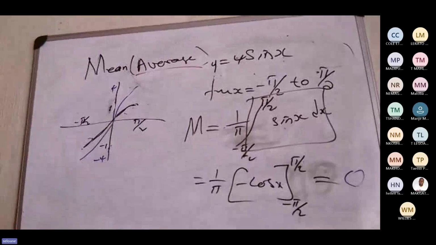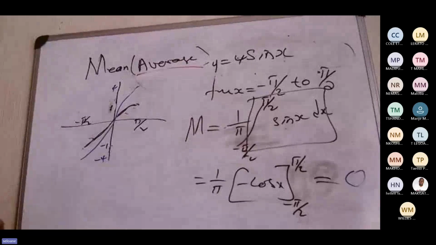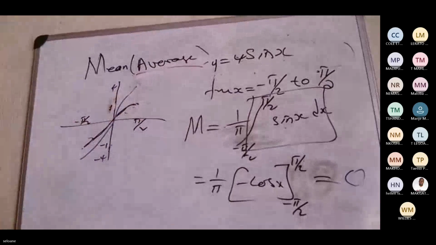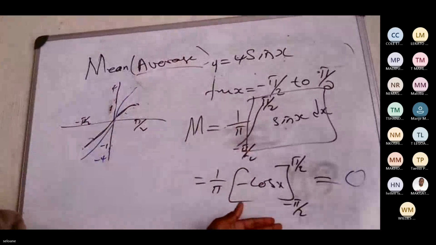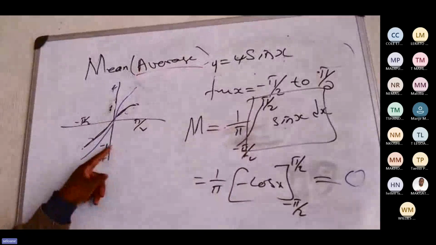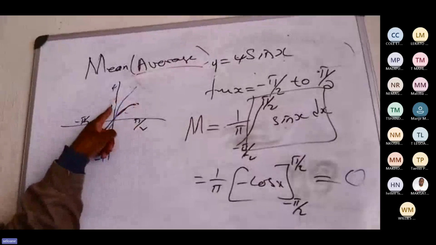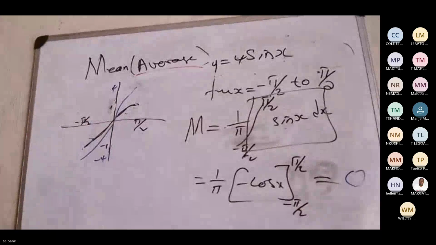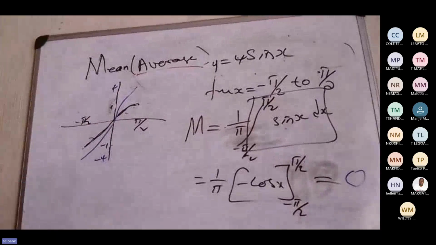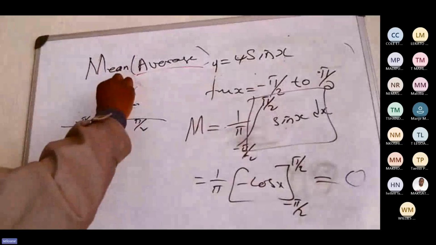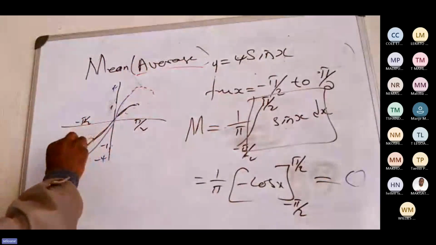And what is the question? The question is to find the average of all those values of y that range from minus 4 up to 4. This one was to find the average of those y that ranged from minus 1 up to 1. It gave us 0. But what about this one now? Because if you continue sketching this, it will be something like this.